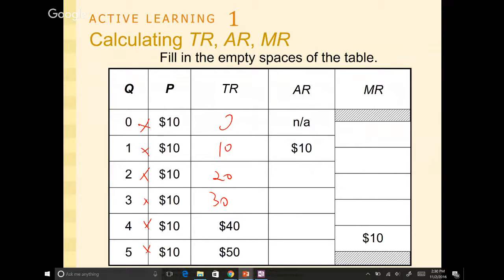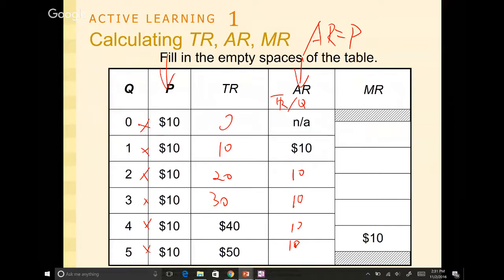And the average revenue is your total revenue divided by quantity. So here, let's do 20 divided by 2, which is 10. 30 divided by 3 gives you 10. 40 divided by 4, that's a 10. And the last one is also 10. So it looks like our average revenue is equal to the price level. These two columns are the same thing.